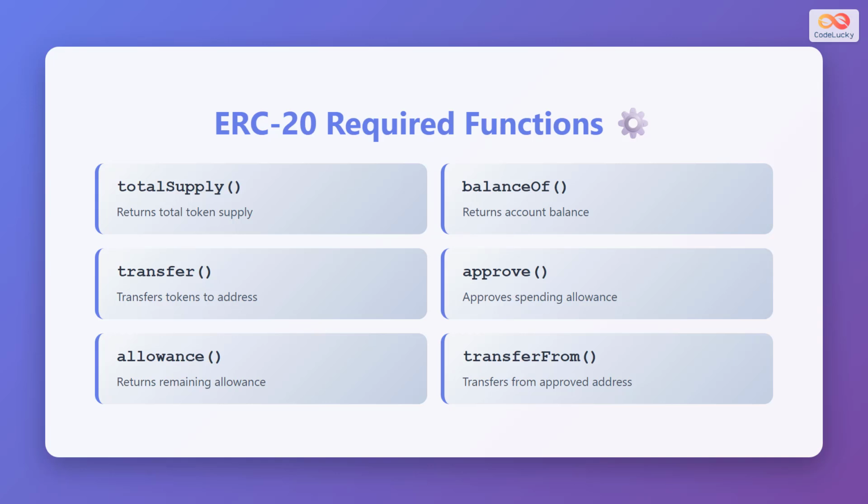Fifth, allowance checks how many tokens a spender is still allowed to use. And sixth, transferFrom enables approved addresses to transfer tokens from the owner's account. These 6 functions form the core of every ERC-20 token.